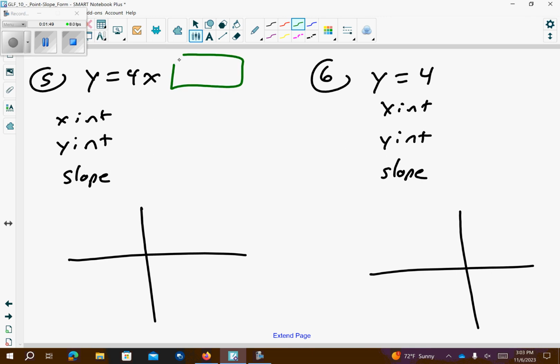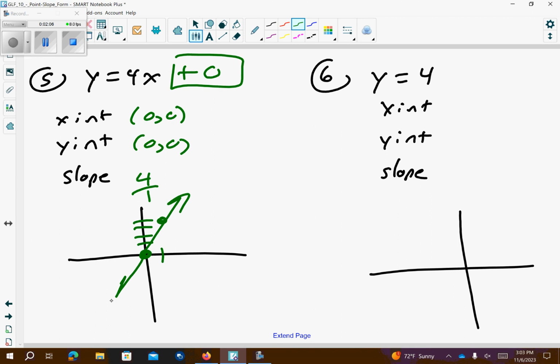This one, I'm missing the back end of this problem, so it's +0. So my x-intercept and my y-intercept are both going to be the exact same. My slope is going to be 4 over 1. (0, 0) is where it's going to cross. I'm going to go up 4, right 1, and there's my graph.